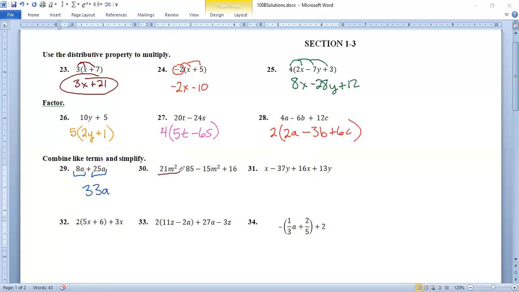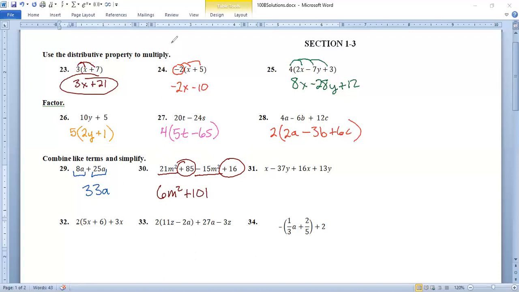Ooh, here's something with m squared on it, and here's something with m squared. So by the associative and commutative properties, so nobody ever really says that, we can rearrange the 85 and the -15 m squared so the m squareds are together. But most of you will be able to just see, oh, we've got some m squareds together, but make sure you include that negative sign with it. So 21 of those m squareds minus 15 of those m squareds gives us 6 of those m squareds. And how many numbers do we have? A positive 85 plus 16, that is plus 101.